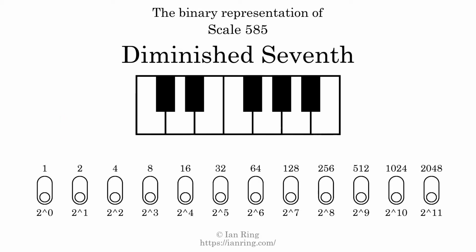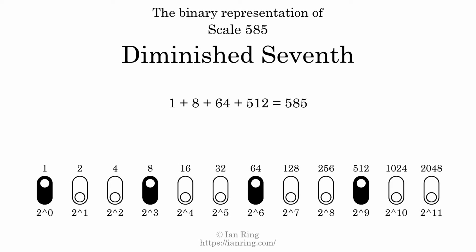The binary representation of this scale is determined by mapping tones of the scale to binary digits. Each binary digit represents a power of 2. To get the scale number, we add the powers of 2 together. The powers of 2 that are present in the scale, all added together, equals 585. That is why the scale number, in decimal, is 585.